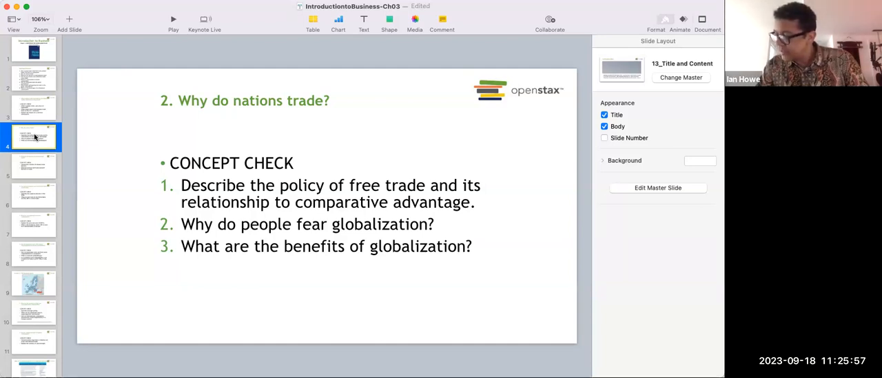All right. So something else we need to talk about between this and the export and import, right? So we know that export is what we send out, import is what we bring in. But we didn't talk about balance of trade. What is the balance of trade? Think about simple math. Think about adding and subtracting. What is the balance of trade?